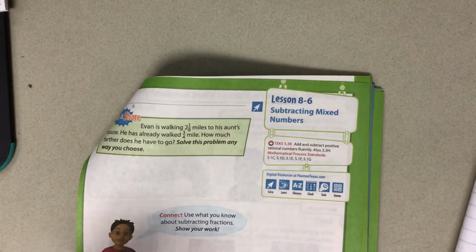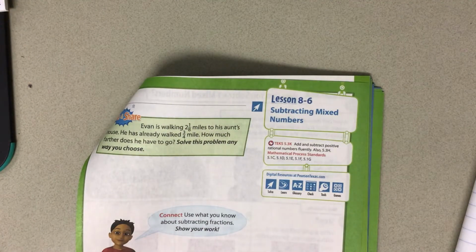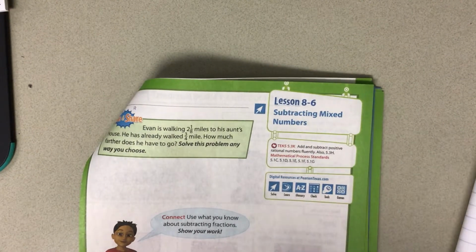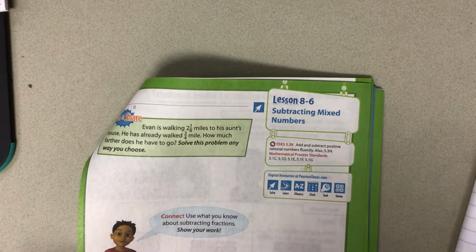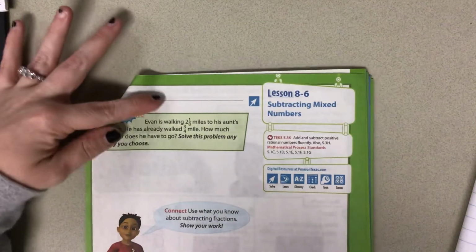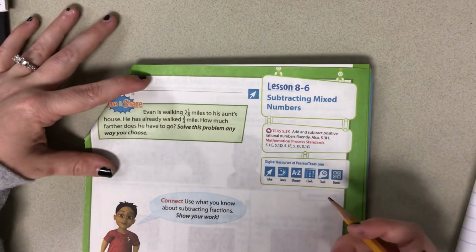Lesson 8-6, subtracting mixed numbers. So this is going to be similar to yesterday, but instead of the models, we actually have the work. Now, with subtraction, we are going to have some borrowing. So we are going to talk about that. I know we've talked about that a little bit in some other PODs, but we're really going to get more into that this time.